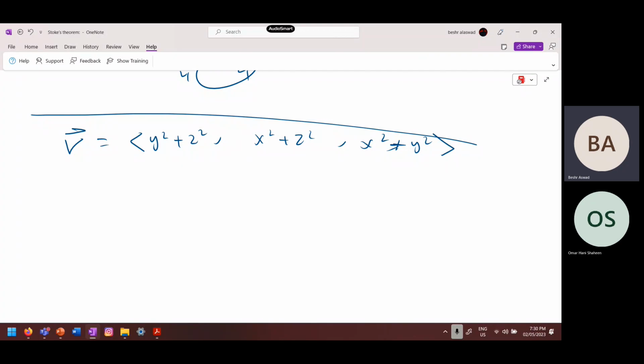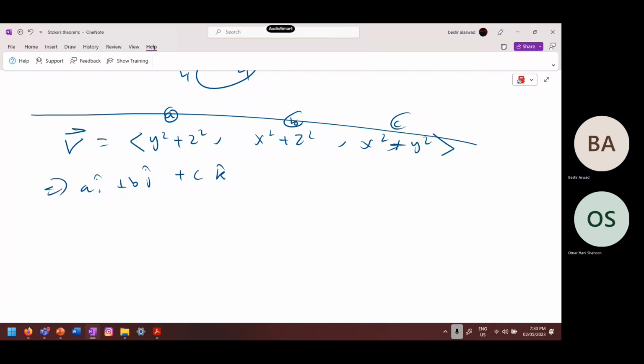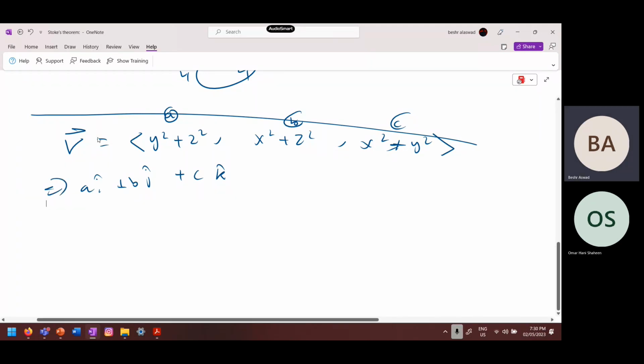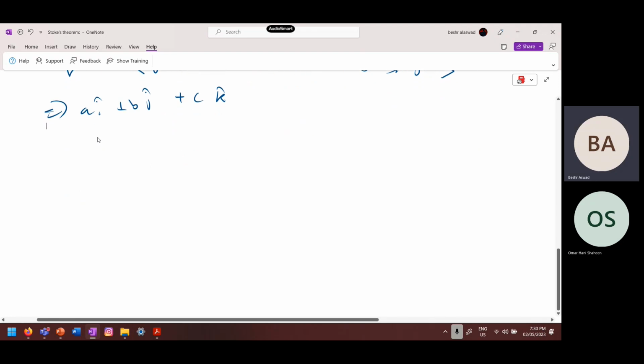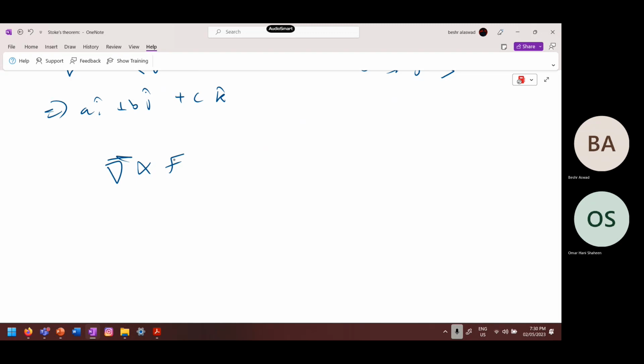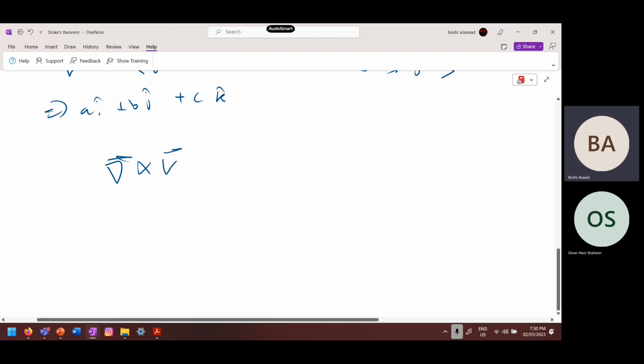Okay, we're used to writing this in the form of a vector as a i hat plus b j hat plus c k hat. This one here is a, and this one is b, and this one is c. Okay, it's the same. Okay, now to find the curl, it's not a force, it's a normal vector.